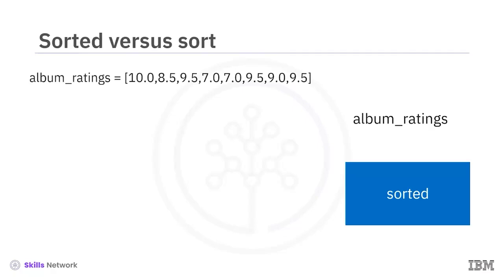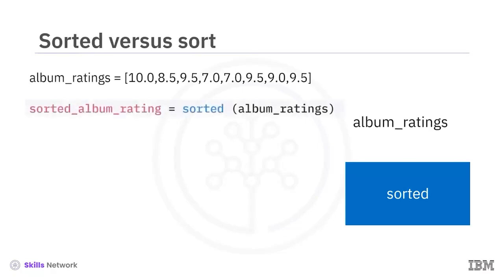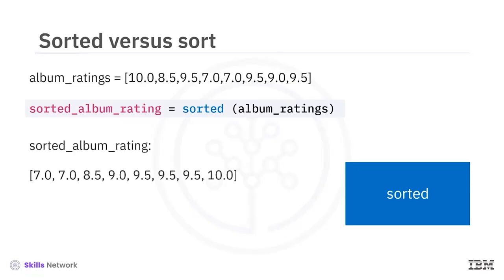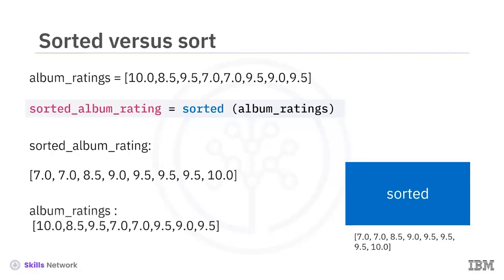Consider the list album ratings. We can apply the function sorted to the list album ratings and get a new list sorted album rating. The result is a new sorted list. If we look at the list album ratings, nothing has changed. Generally, functions take an input, in this case a list. They produce a new output, in this instance a sorted list.